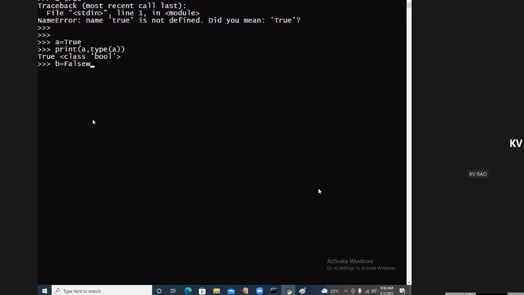B is equal to false, capital F. See, my dear students, capital F. I'm writing here B, comma, type of B. See that false, which is called what? Bool. And keep in mind that in Python, True has capital T, False has capital F.